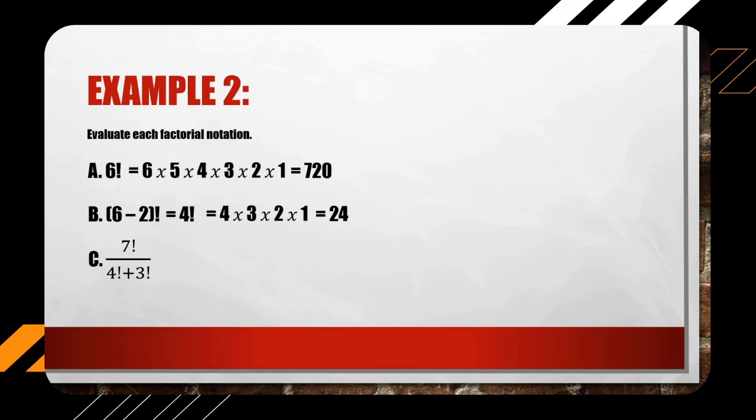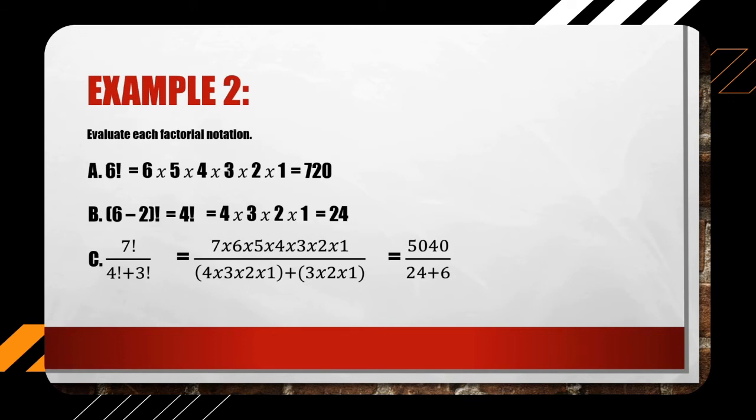Okay, letter C. We have 7 factorial all over 4 factorial plus 3 factorial. So, evaluate muna natin each factorial sa letter C. So, 7 factorial is equal to 7 times 6 times 5 times 4 times 3 times 2 times 1 all over yung ating 4 factorial which is 4 times 3 times 2 times 1 plus yung ating 3 factorial na 3 times 2 times 1. Okay, then i-multiply muna natin lahat.